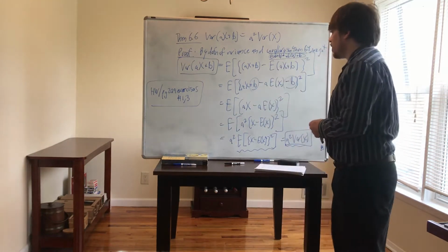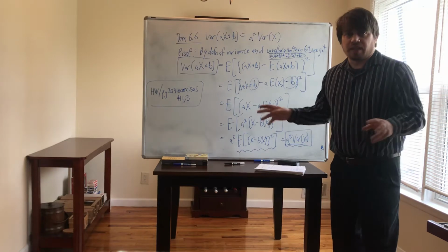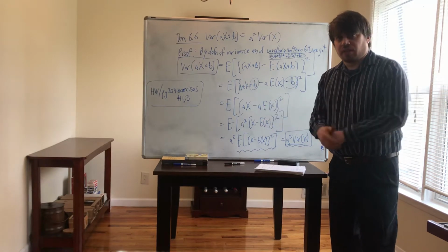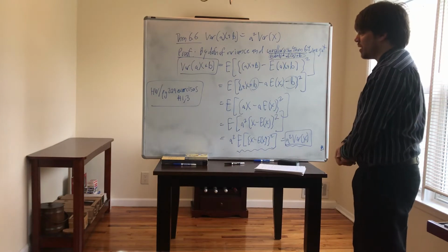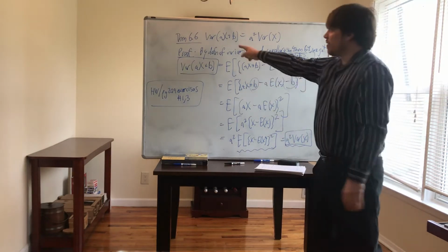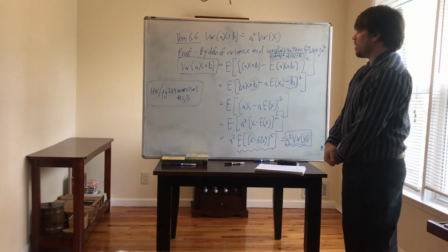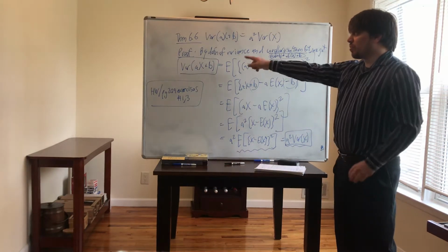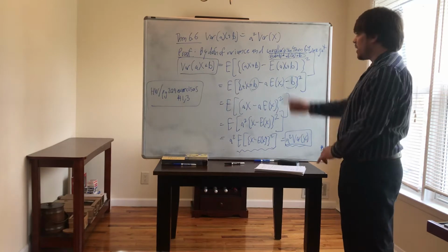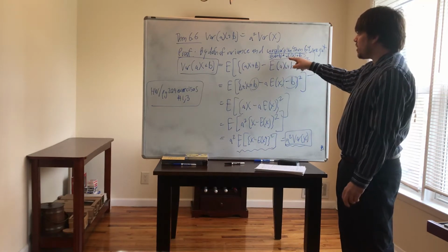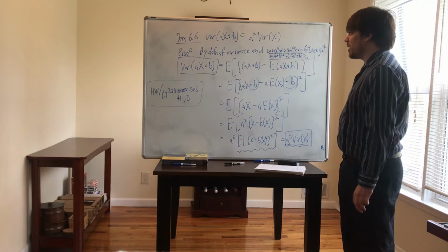So let's just look over this again, because the end of the last video got messed up. This was the proof I was presenting at the end of the last video. The variance of aX plus b is equal to a squared times the variance of X, right? In the proof, I used the definition of variance and the corollary to Theorem 6.4. That corollary says that E of aX plus b is equal to a times E of X plus b.